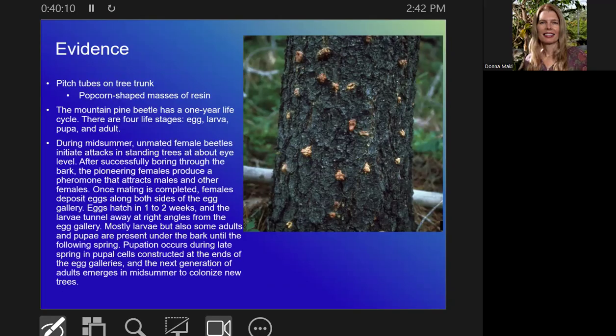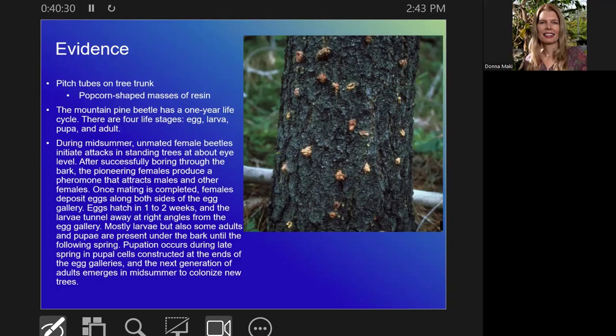And so the female sets up camp. She goes and finds a tree. And then once she's found a little home for herself in that tree trunk, she'll put out a pheromone. So then the male comes over and then they mate and then she deposits the eggs.